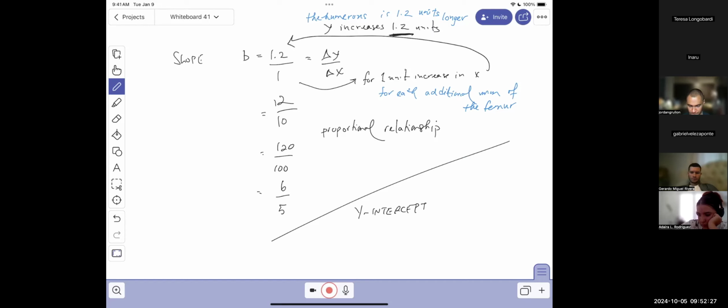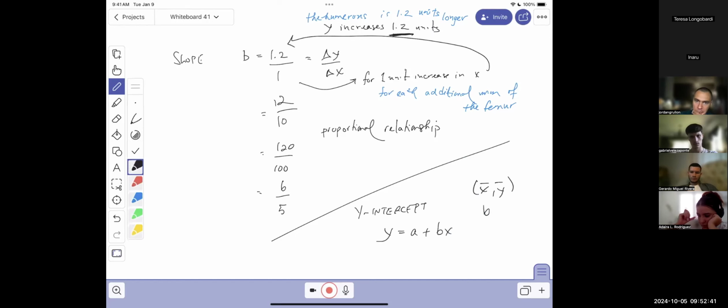To get the y-intercept, you take the equation y equals a plus bx, which is the standard equation of the line, and you plug in what you have. What do I have? I have x bar, y bar, and I have b, so I put all those values in. As long as I have a point and a slope, I can do this.